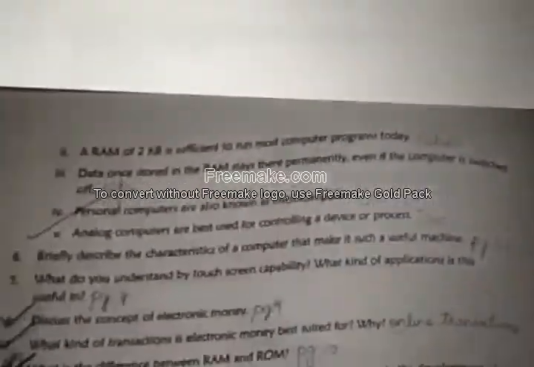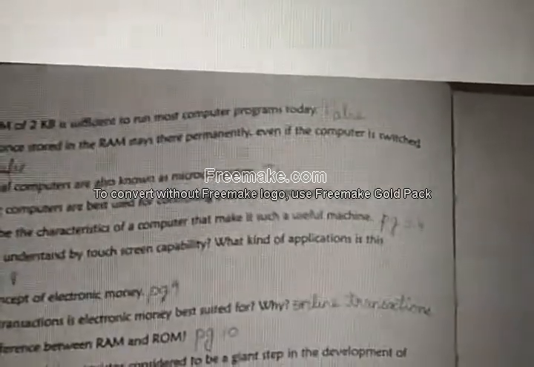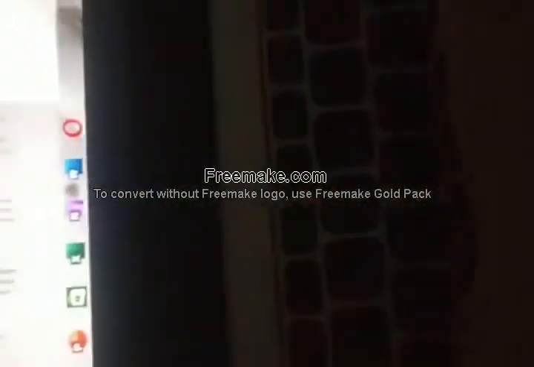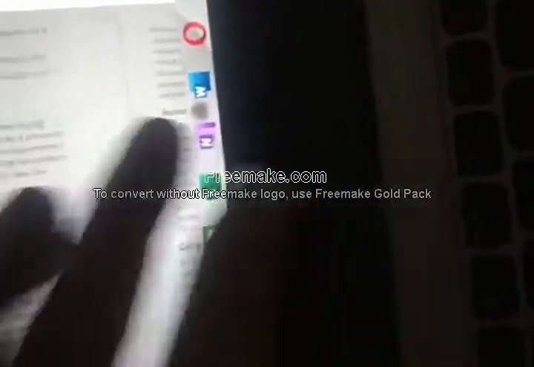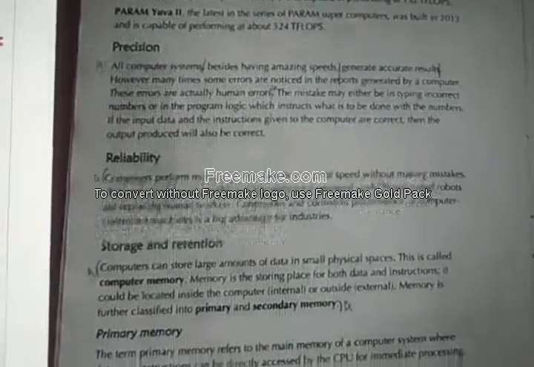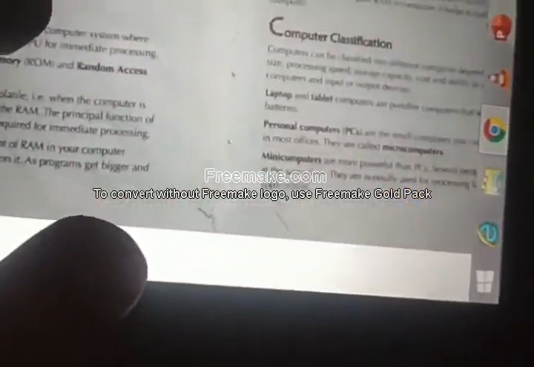Okay, question number 4. Briefly describe the characteristics of computer that make it such a useful machine. Page number 3, 4. Open 3, 4. See, it is just a 2 mark, so write the heading alone. Characteristics means speed, precision, reliability, storage and retention. Write these headings alone. Okay, that's it.